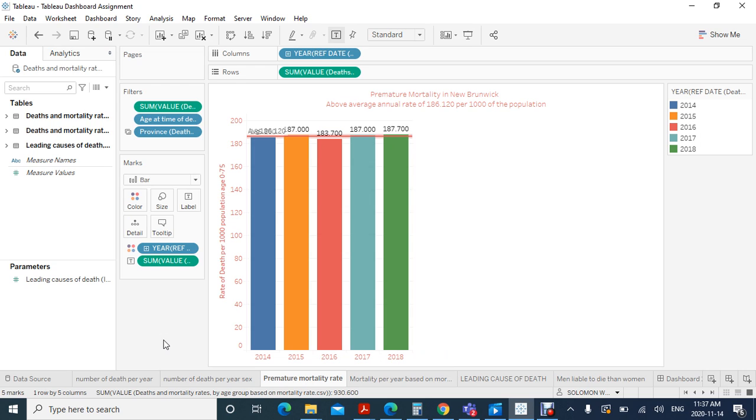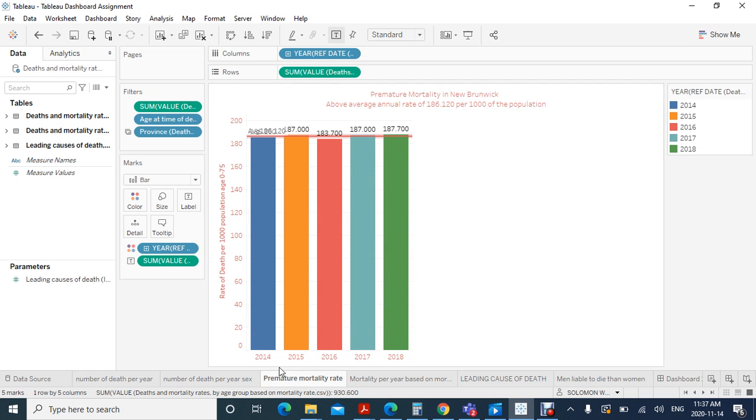So now let's look at the mortality rate, which is the rate of death per 1,000 in the population. Normally, the benchmark is 75 years to know if there's a premature death, which is from 0 to 75. Any death between 0 to 75 actually shows as a premature death. But if it goes above 75, it's not a premature death. So we want to see if there's premature death in New Brunswick.